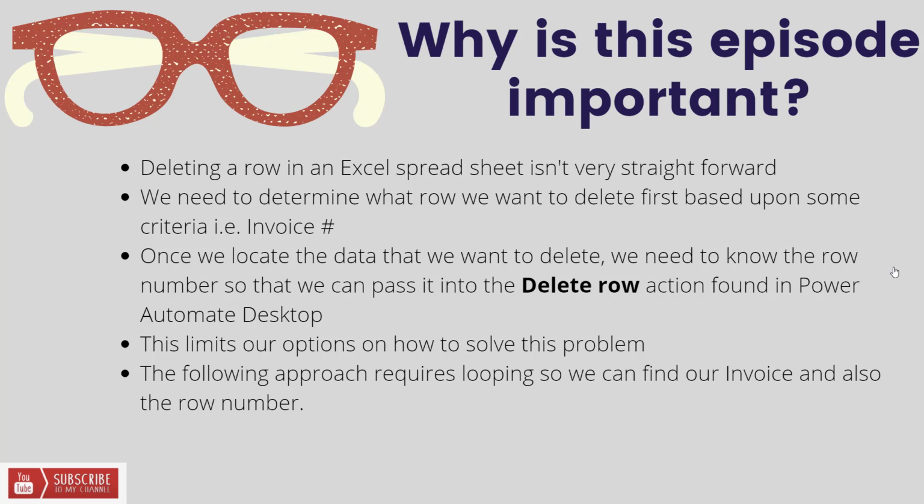Once we've located that data that we want to delete, we subsequently need to know the row number so that we can pass it into the delete row action that's found inside of Power Automate desktop.